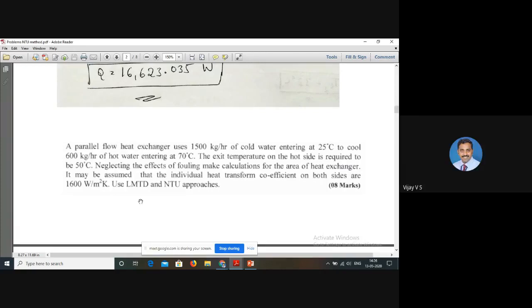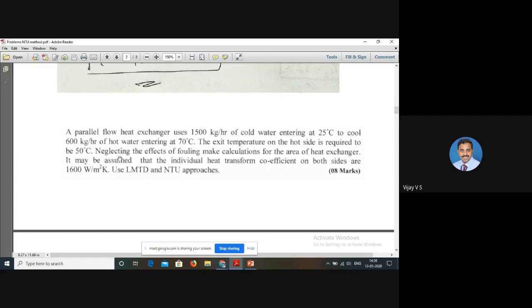Yeah, fine. Okay, second problem now. A parallel flow heat exchanger. This is also from a question paper, June, July.